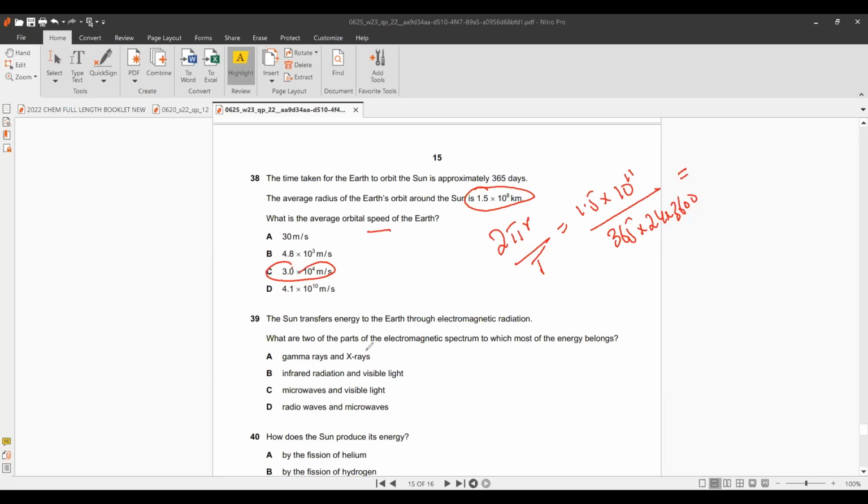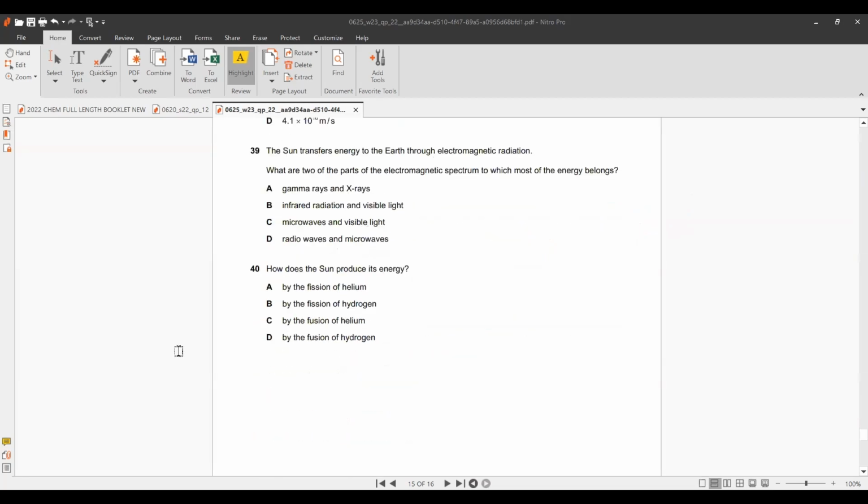Moving on to the next one, the sun transfers energy to Earth in the form of electromagnetic radiation. We know that the electromagnetic spectrum consists of infrared and visible light. It also has gamma rays, X-rays, microwaves, and radio waves, but the sun transfers energy in the form of infrared and visible light, not microwaves. Because visible light is the main option, we will either choose B or C, but we know that the heat reaches Earth in the form of infrared radiation. We have studied that in the greenhouse effect in the energy chapters as well.